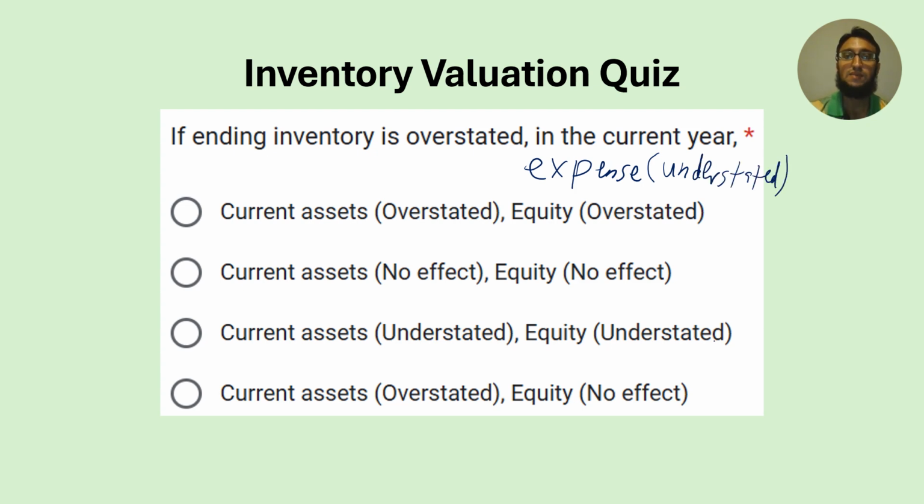And if expense is understated, profit for the year will be overstated. And the effect on profit will flow over to equity. Therefore, equity will also be overstated. And we know previously that we are supposed to also decrease inventory. So if inventory is not written down, it will be overstated, affecting current assets to be overstated as well.